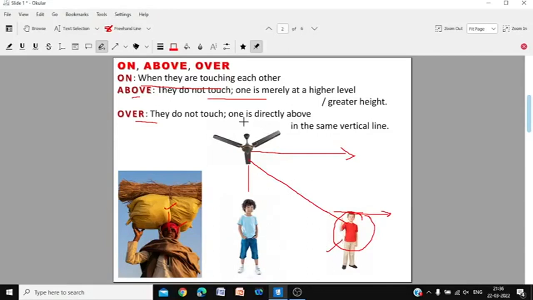Over, when one is directly above in the same vertical line. Here, the fan is exactly in the same vertical line. Then you say it is over this boy. So in case of on, they touch. In case of over, it will be in the same vertical line. In case of above, it may not be in the same vertical line, but one thing is at a higher level than the other thing.